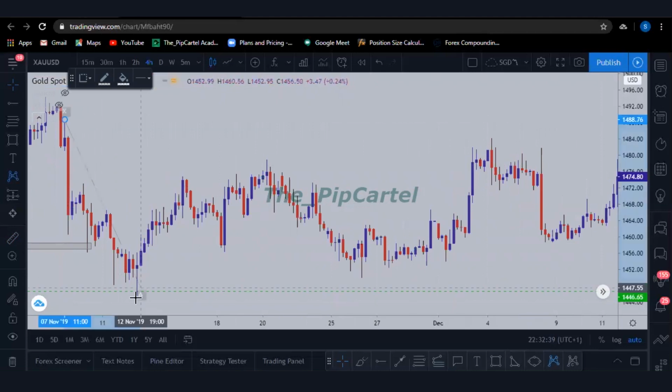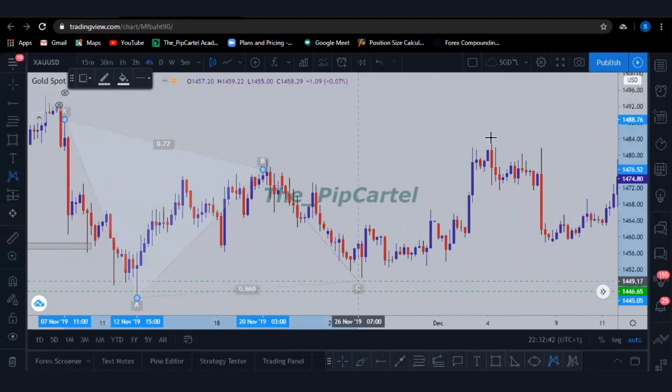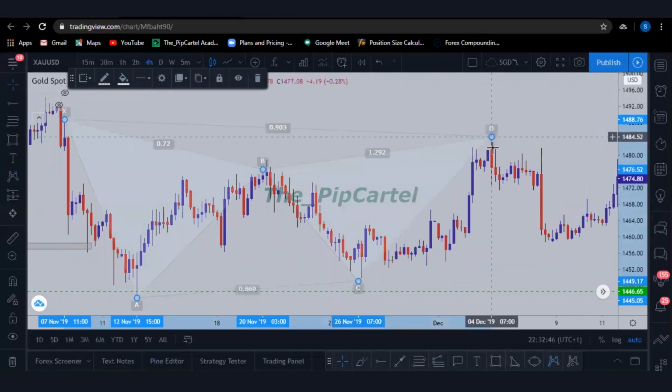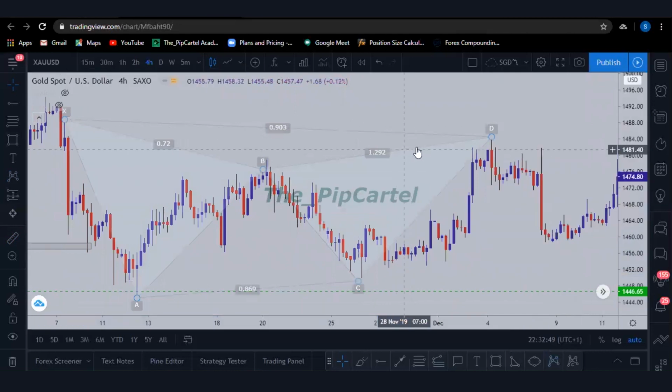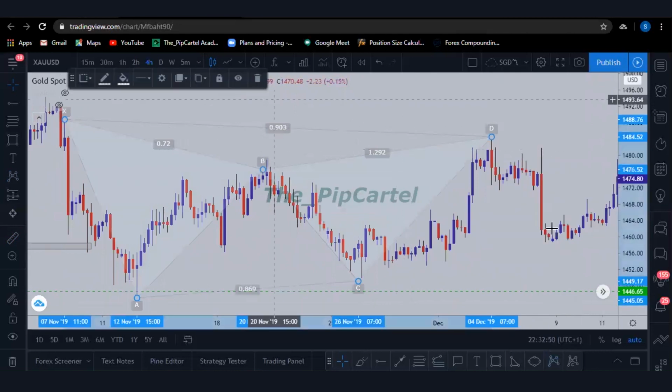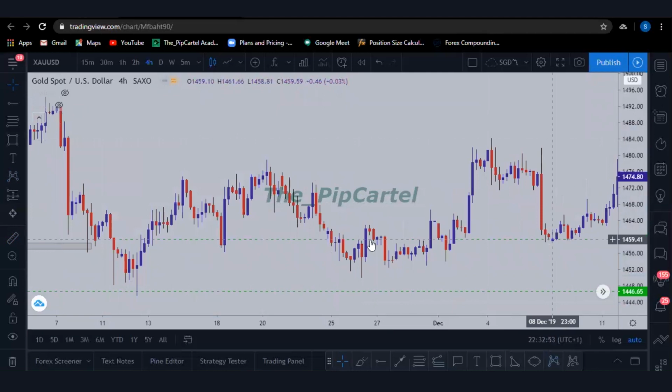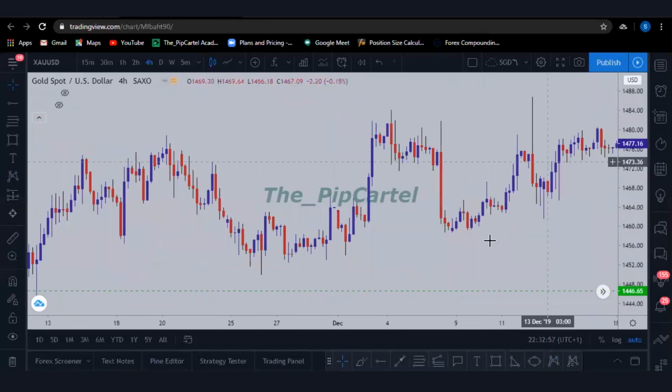I have all this screenshotted and I'll send it to the channel. You can see there's also a beautiful harmonic right here. I took this sell as well, and that was a beautiful snipe to the downside, and you close. So you can see that's it.